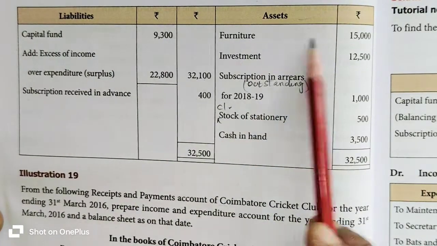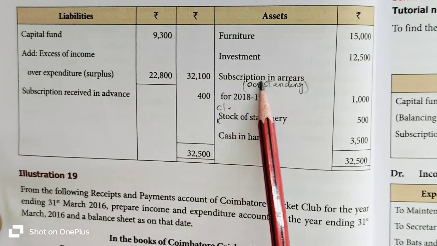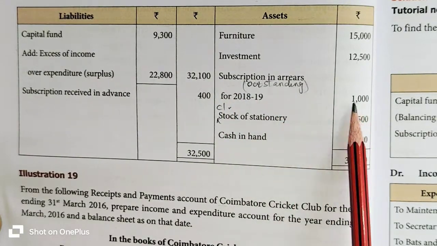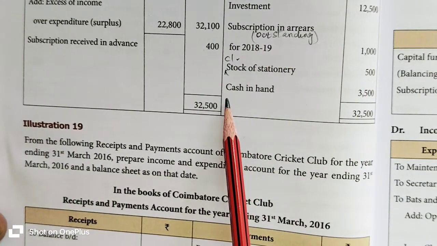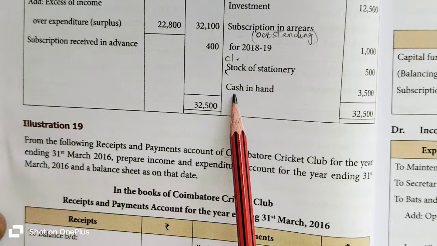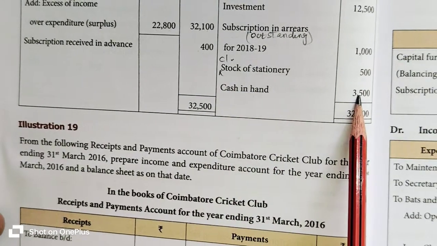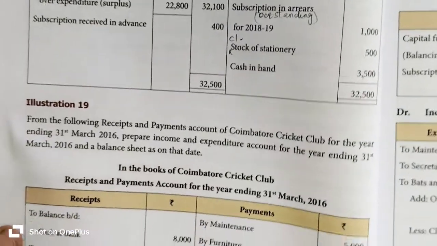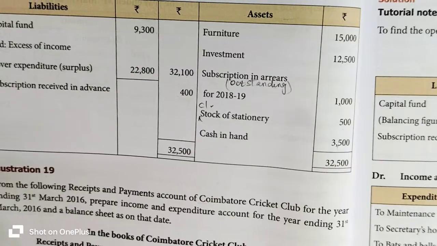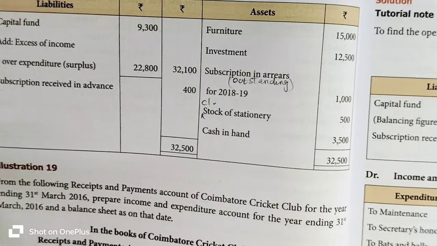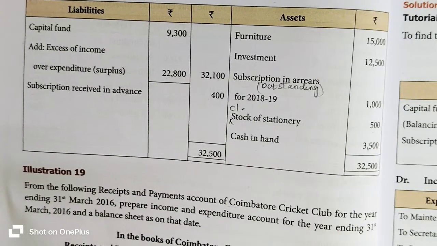On the asset side: furniture 15,000, investment 12,500, and subscription outstanding 1,000 rupees. Closing stock of stationery 500. Cash in hand: the closing balance of cash in hand appears on the asset side, so cash in hand 3,500 rupees. Then we get equal totals on both sides, 32,500 rupees on both the asset and the liability side. Do you have any doubt? Please comment in the comment box. Thank you. Take care.